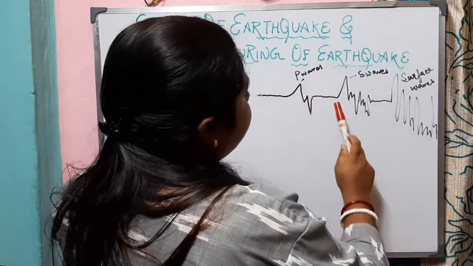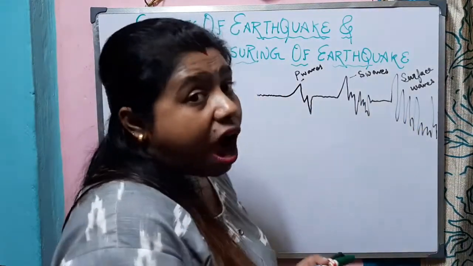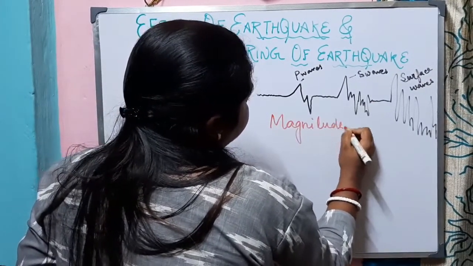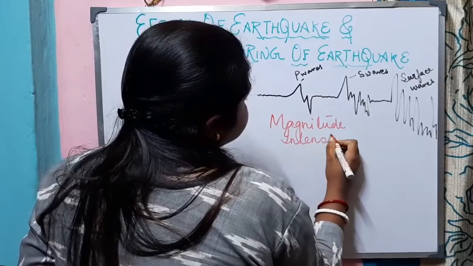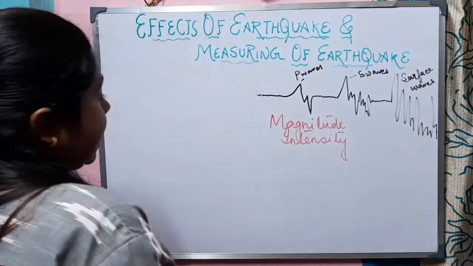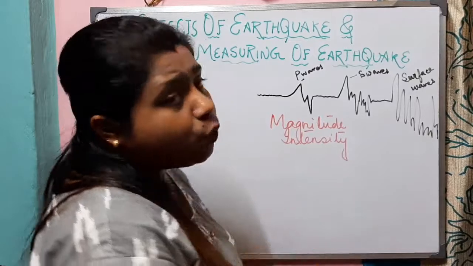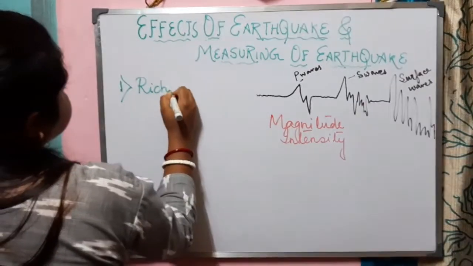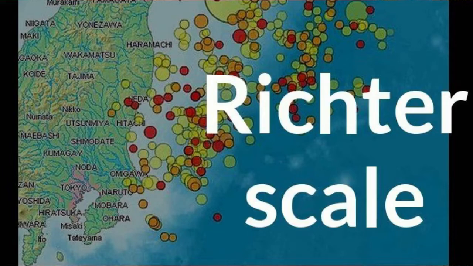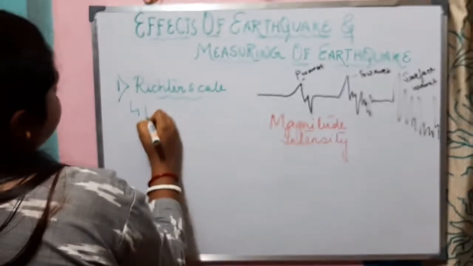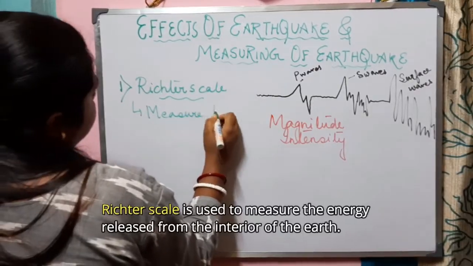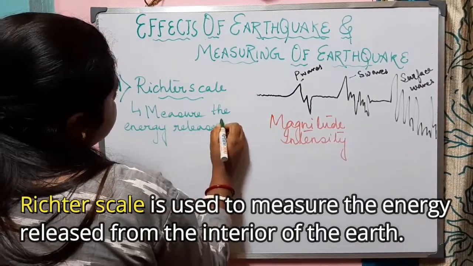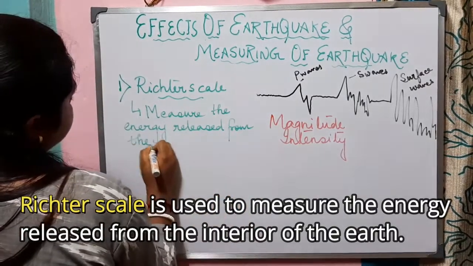The earthquake waves recorded in the seismograph are used to identify the magnitude of the earthquake, and we get to know about the intensity of the earthquake. Now, to understand the magnitude and intensity, we use two different scales. Number one is the Richter scale. The Richter scale is used to measure the energy released from the interior of the earth.